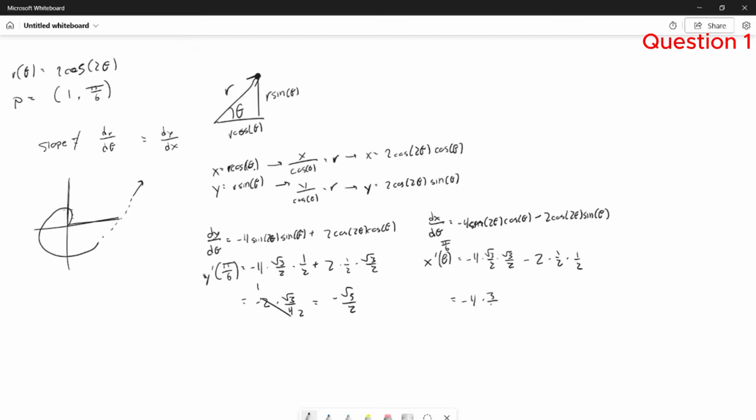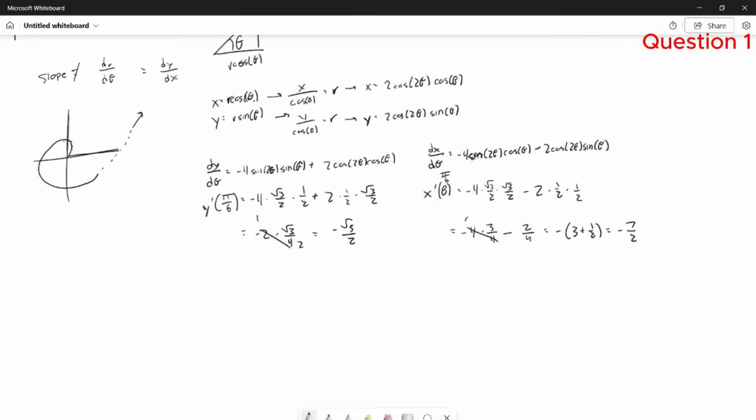We'll just combine everything. 4 times 3 over 4. Cancel this out. That becomes 1 minus 2 over 4. So this is essentially negative 3 plus 1/2, which is negative 7/2.